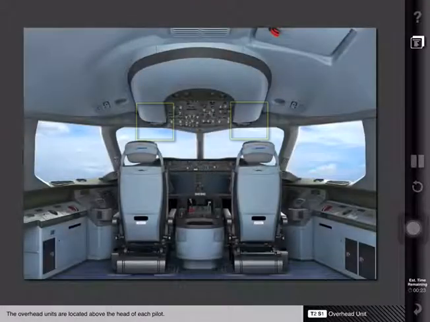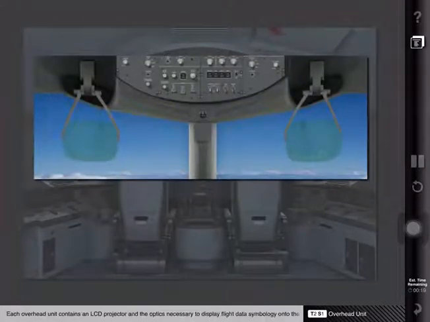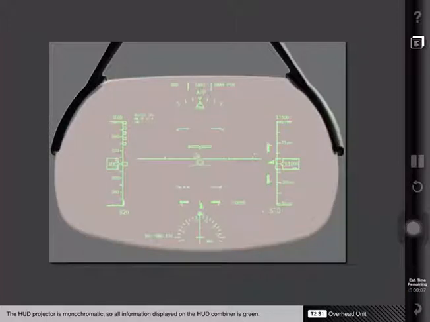The overhead units are located above the head of each pilot. Each overhead unit contains an LCD projector and the optics necessary to display flight data symbology onto the combiner glass. The HUD projector is monochromatic, so all information displayed on the HUD combiner is green.